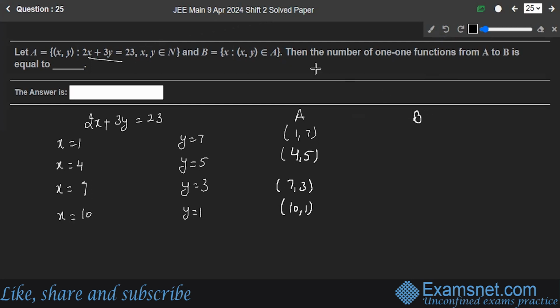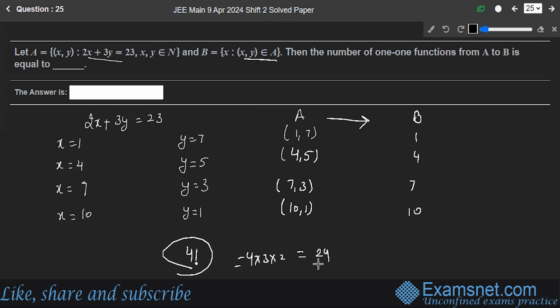And from here, X and Y belong to A. So this will be 1, 4, 7, and 10. Therefore, the number of one-to-one functions from A to B will be given by 4 factorial. That's it. 4 factorial, or you can solve it. That is 4 into 3 into 2, that will be 24. 24 is the right answer to the question. Hope you understood that. Let's move to the next question.